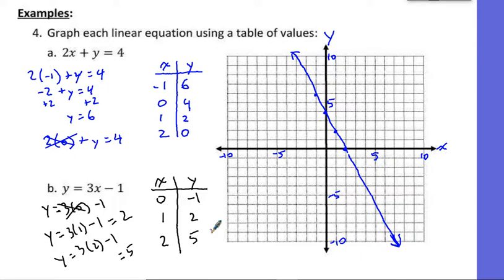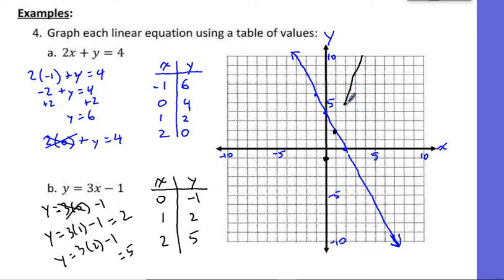So we'll plot those points. 0 on the x, so I don't move left or right at all, and I go down to negative 1 along the y-axis. This was the y-intercept of this line. Then we have 1, 2, which happens to be the same point as this other line that we had graphed. And then 2, 5. So those are the 3 points from our graph.